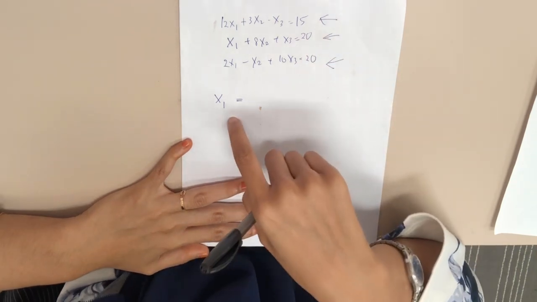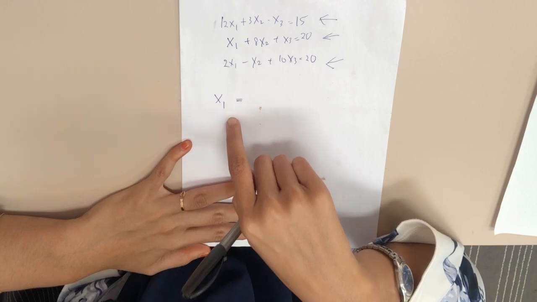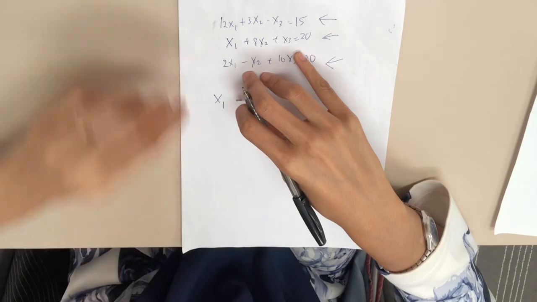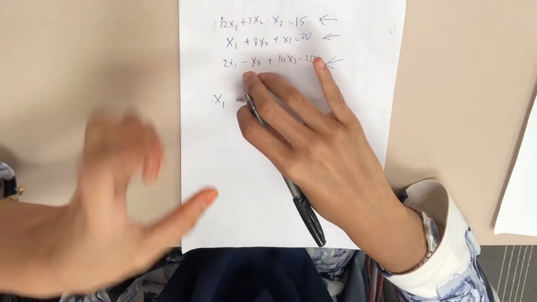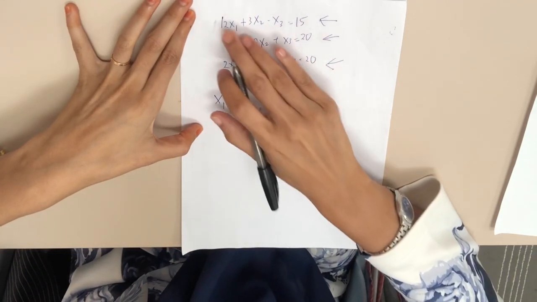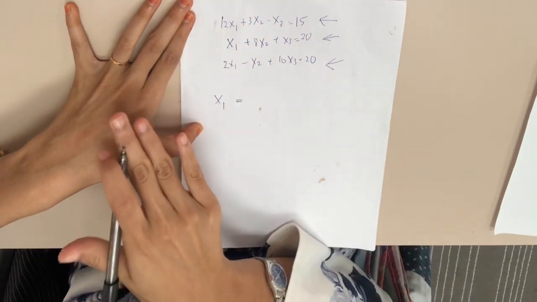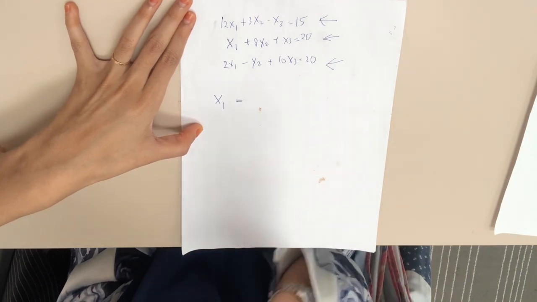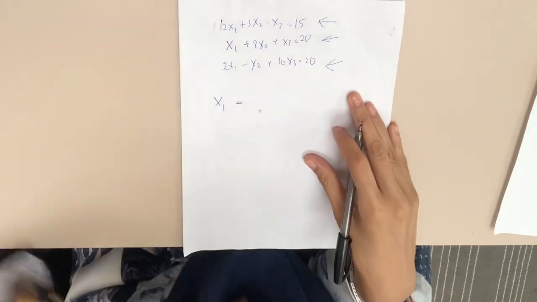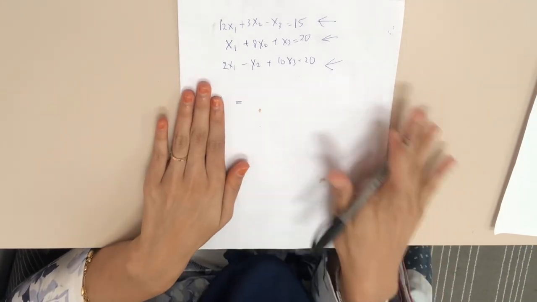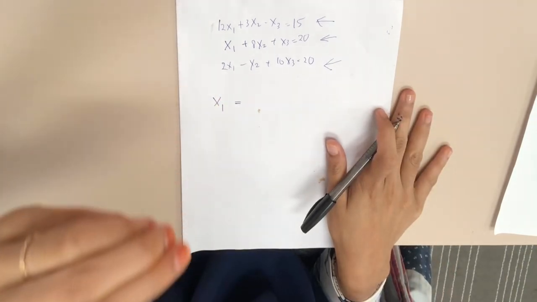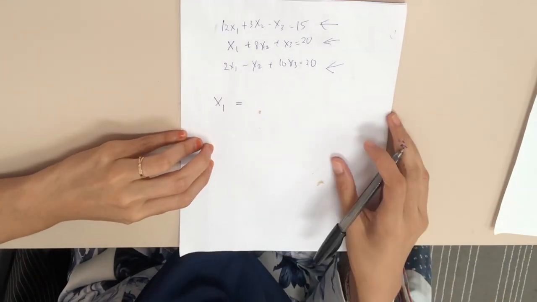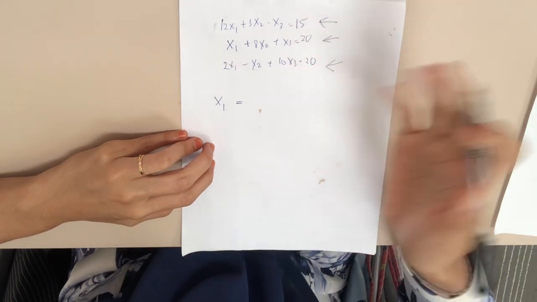Okay, so now we want to make it for x1. By referring to row 1 or the first equation just now, you akan pindahkan semua number yang berada di sebelah kiri sekarang ni ke belah kanan. You just leave your x1 at the left hand side. So you will leave only x1. The rest you need to bring to the right hand side. So now, 15 is already at the right hand side.